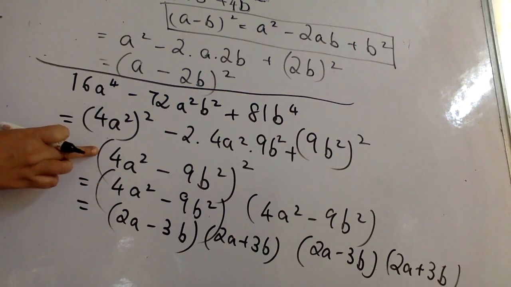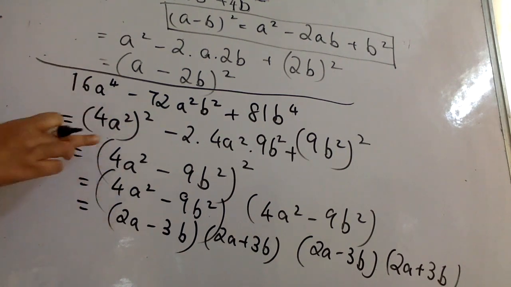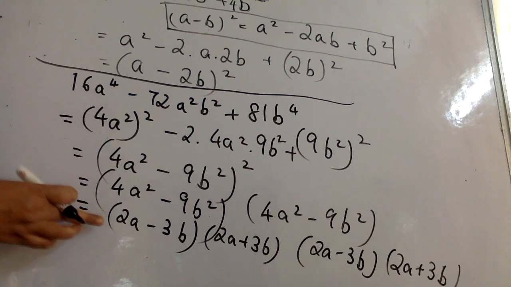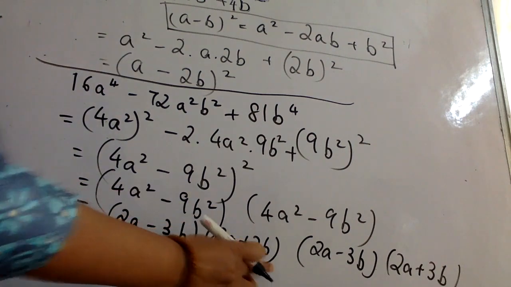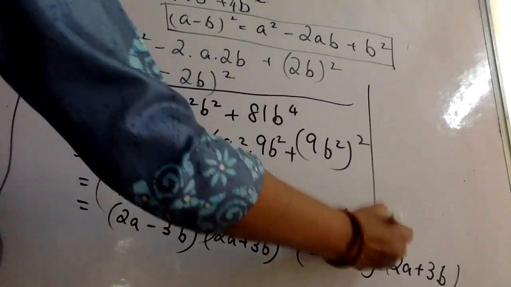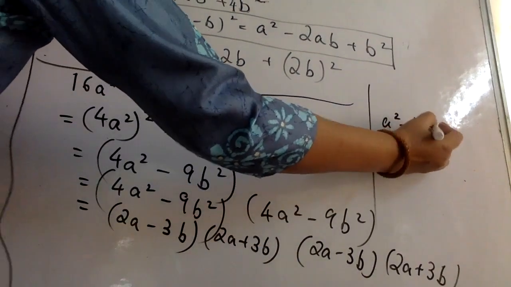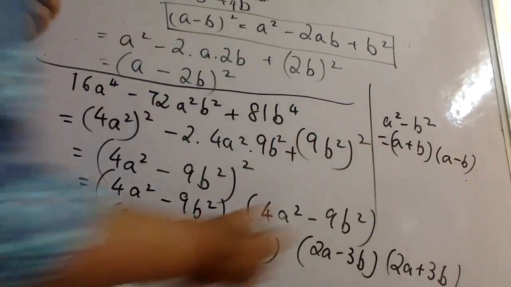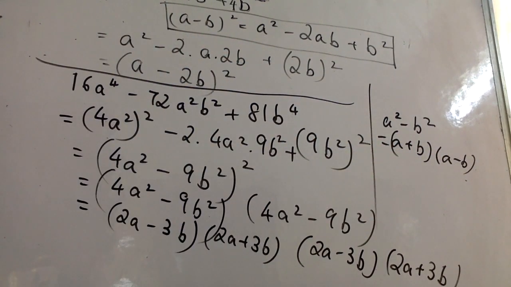So now this is the final factors. Why I didn't stop earlier is because I could have further split it into more factors. So now I have got the final factors, which is 2a minus 3b from this one and 2a plus 3b. Which identity did I use for this? I have used this identity. A square minus b square is a plus b into a minus b. So this is my final factorization. Your factorization is incomplete if you stop before this.